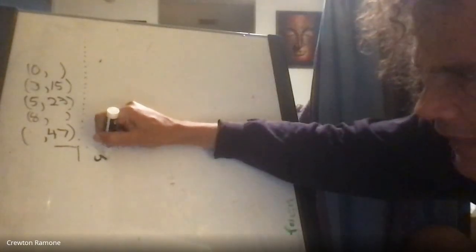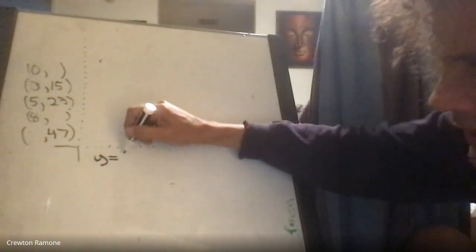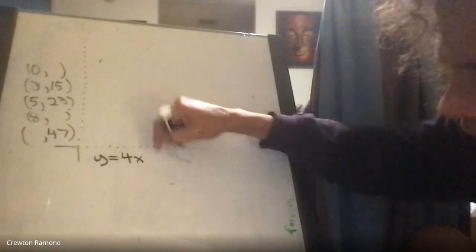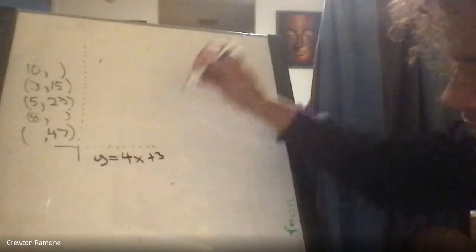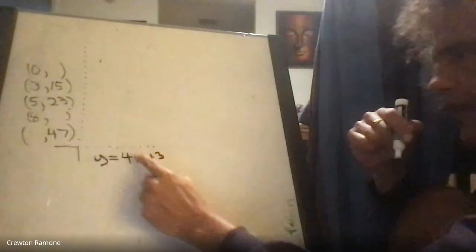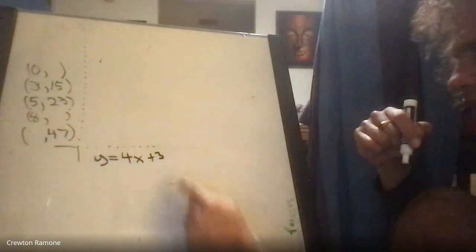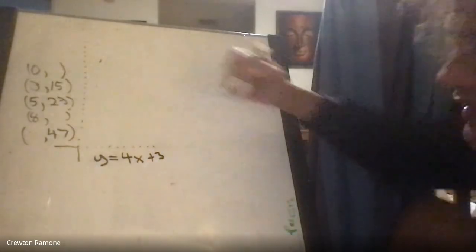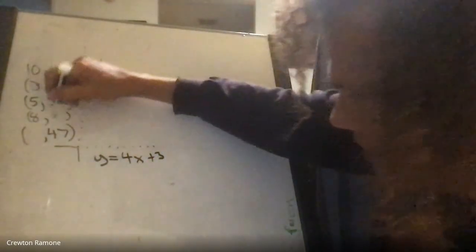So the number of cakes, which is y, is 4 times the number of hours, plus 3 again. Because you're right, 4 times 3 is 12, but it's 15, so I got to add 3. 4 times 5 is 20, but it's 23, so I got to add 3. So there's my thing. And so at 0, we started with 3. How many after 8?